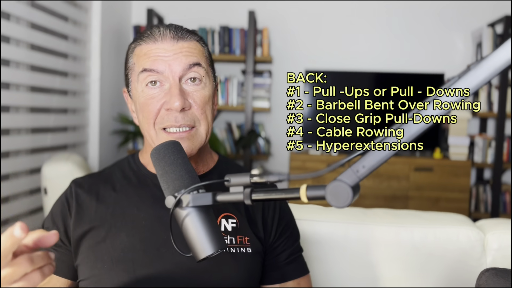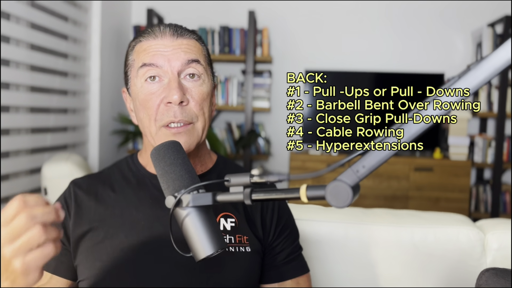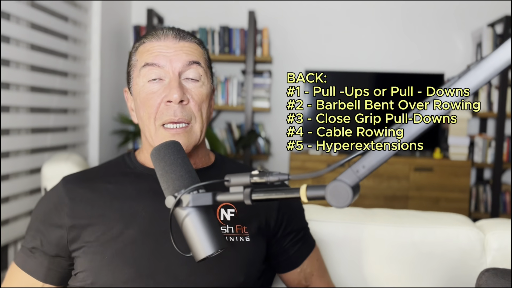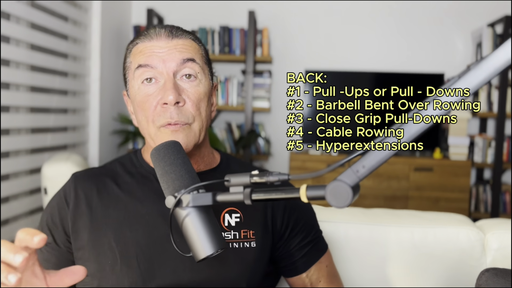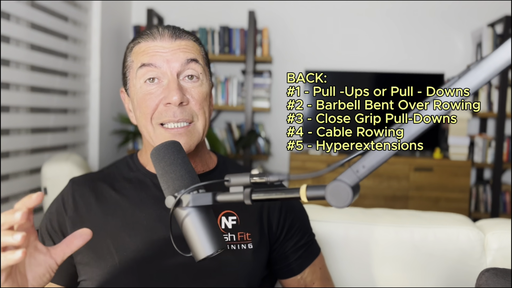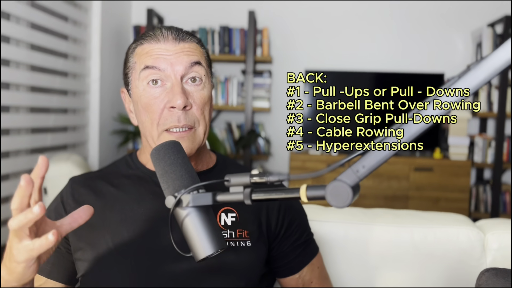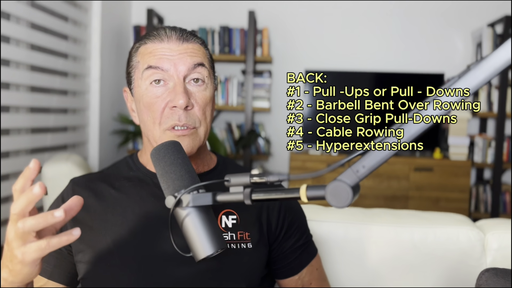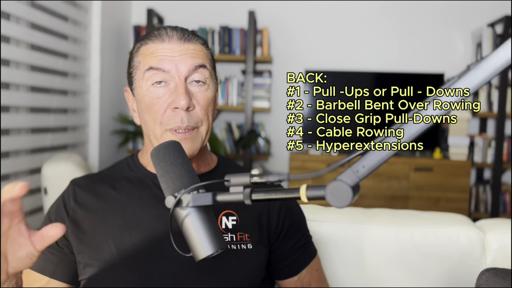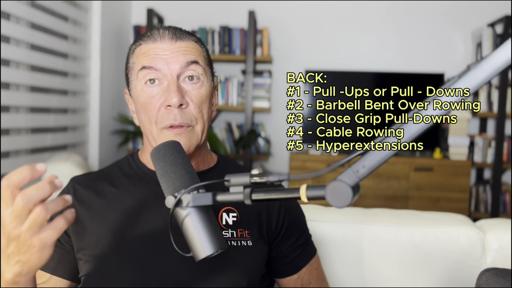Now the second exercise is barbell bent over rowing. I've been doing this for over 40 years, and this is the undisputed king of the thickness of your back. It's an exercise that actually targets your second biggest muscle on the back, which is trapezius, and also other muscles which are in the middle of your back, and they contribute to that depth.